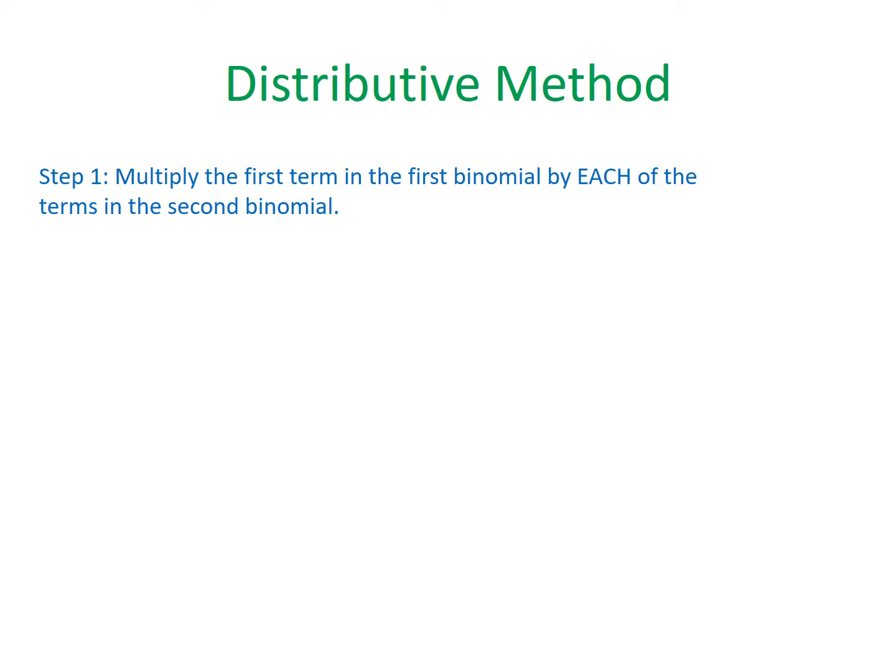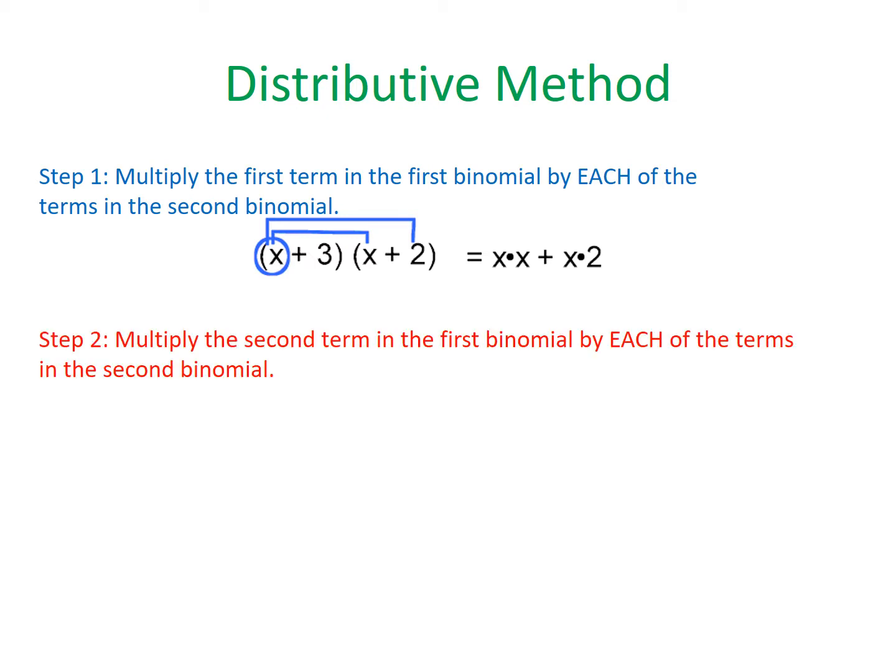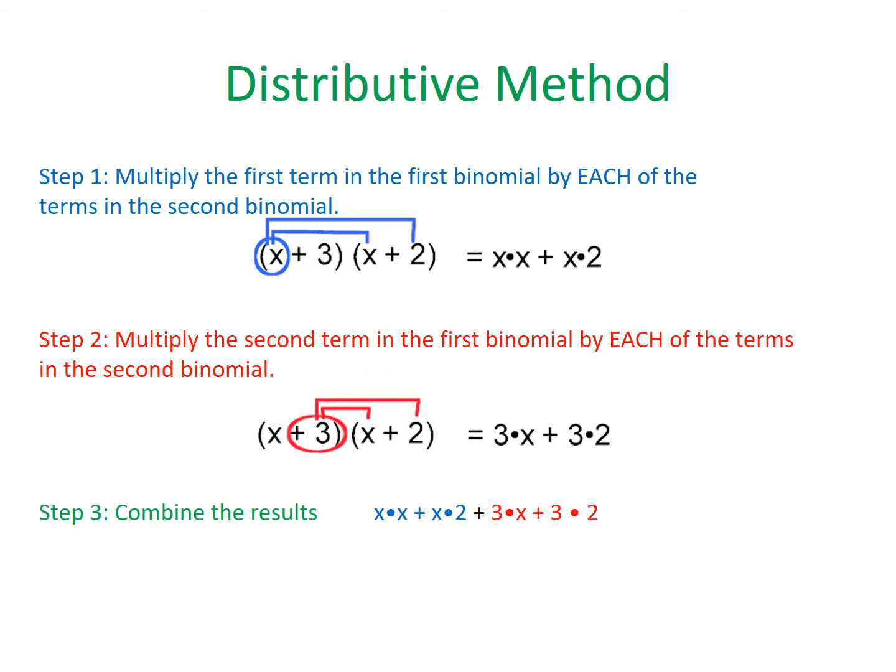So the first method that I'd like to discuss is the distributive method. In the distributive method, you are going to multiply the first term in the first binomial by each term in that second binomial. So for instance, in this example, we're going to be multiplying that x that's circled in blue by both the x and the 2 in that second binomial. The second step is to multiply the second term in that first binomial by each of the terms in that second binomial.